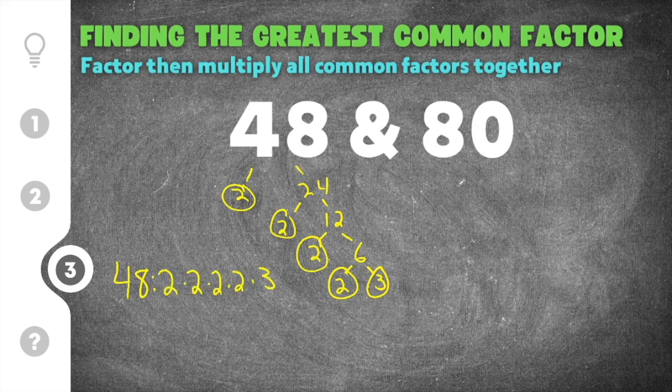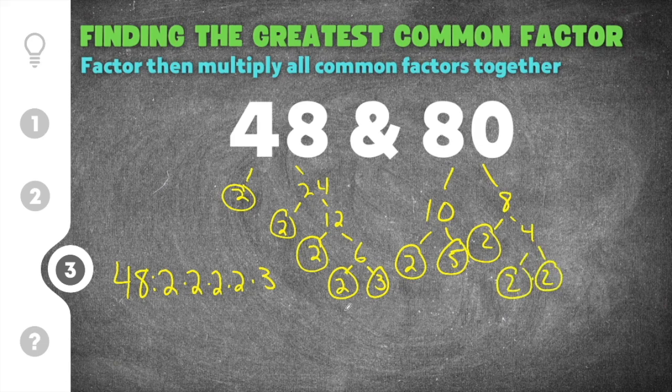For the number 80, we have to do the same process. I'm going to factor out a 10 because I notice this ends in a 0. And 10 times 8 is 80. Now 10 is not a prime factor, so I factor it again into 2 times 5. Both of those are prime factors. 8 is an even number, so I'm going to factor out a 2, and 2 times 4 is 8. 2 is a prime factor, and then 4 you have to factor again into 2 times 2. So I'm going to list 80 out in its prime factors. It's going to be 80 is 2 times 2 times 2 times 2, and then times 5.